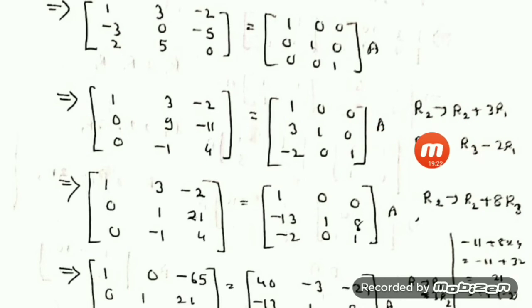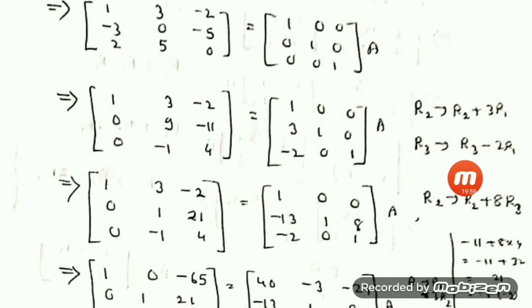So R2 plus 3R1: minus 3 plus 3 is 0. 0 plus 3 into 3 is 9, 9 minus 5 plus 3 into minus 6, minus 5 minus 6 is equal to minus 11. Next go to this element: 0 plus 3 into 1 is 3, 1 plus 3 into 0 is 0, so 1. 0 plus 3 into 0 is 0. Second row is completed. Now go to the third row operation.